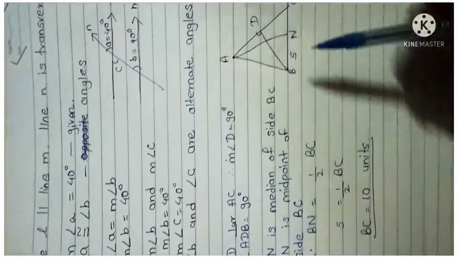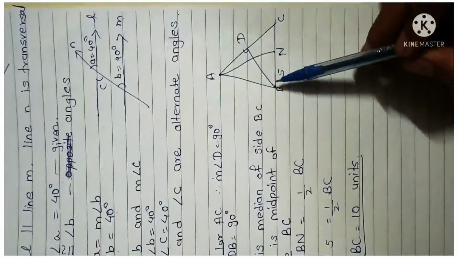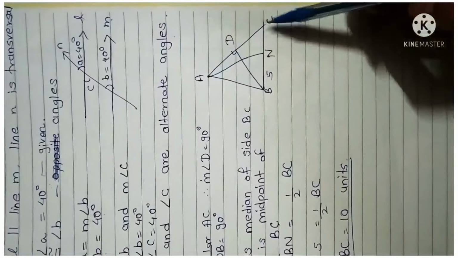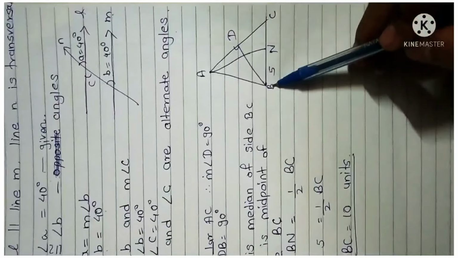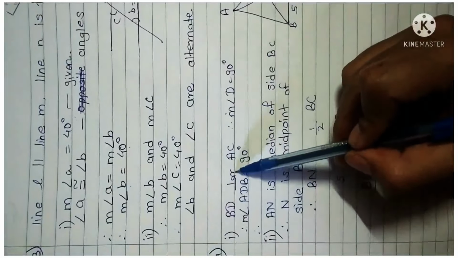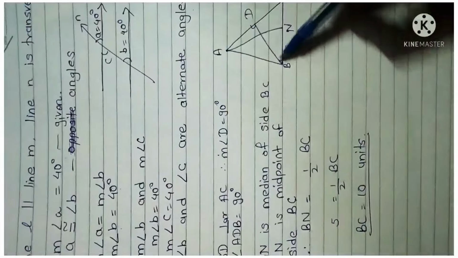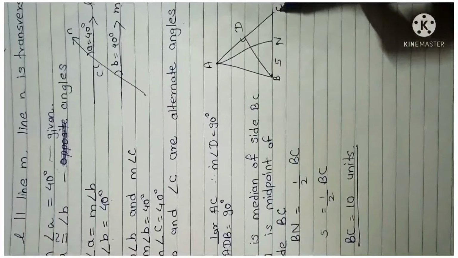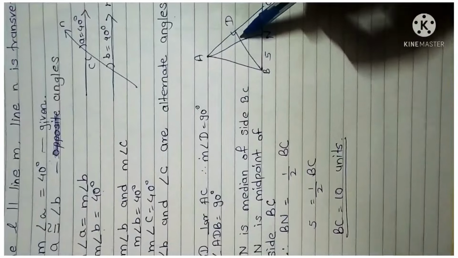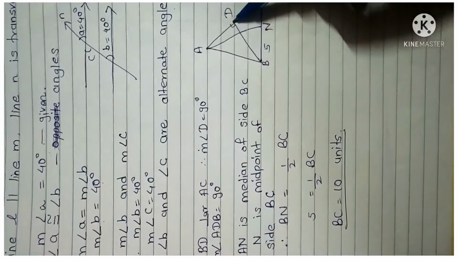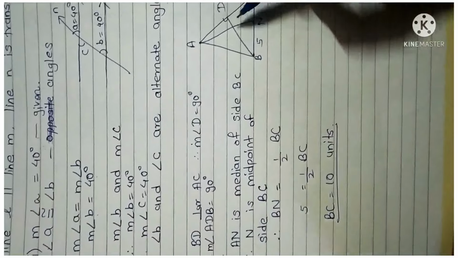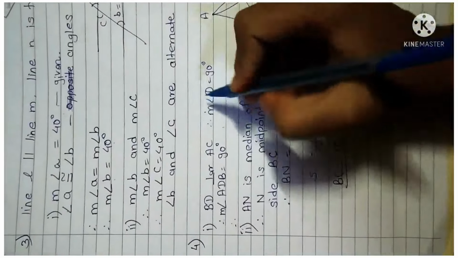Question fourth. We have the diagram. Triangle ABC, and BD is perpendicular to AC, and AN is the median of side BC. We can see that BD is perpendicular to side AC. Then measure of angle D will be 90 degrees because it is perpendicular. So measure of angle ADB is equal to 90 degrees. This is our answer.